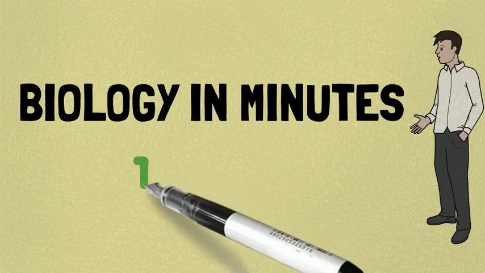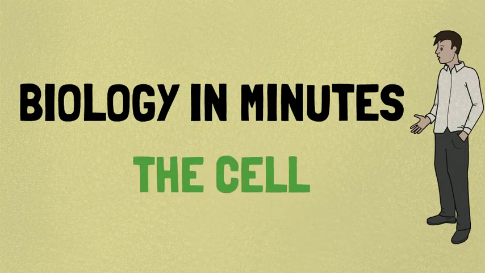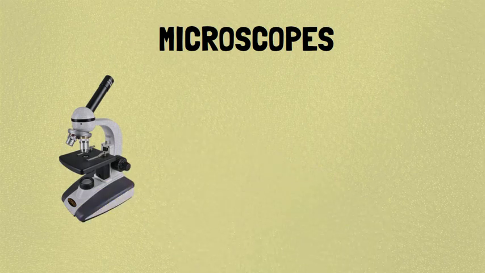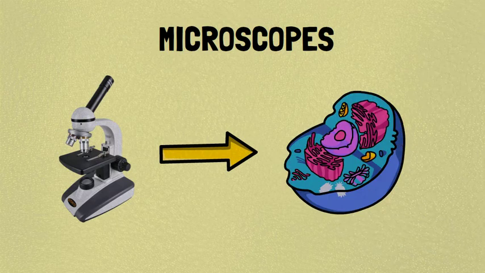Today we'll be talking about the cell. Now in order to understand the cell, we have to first look at the microscope. The discovery of the microscope allowed scientists to see the cell, which basically means that the invention of the microscope had a big effect on the understanding of the cell.